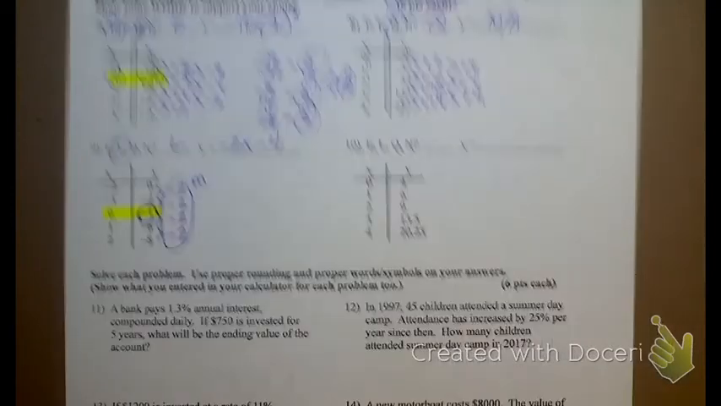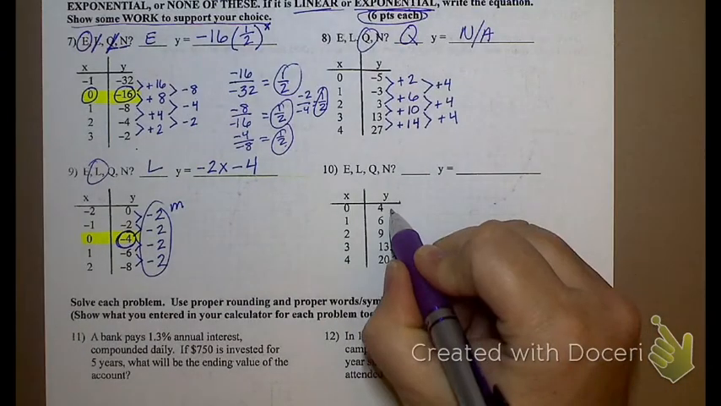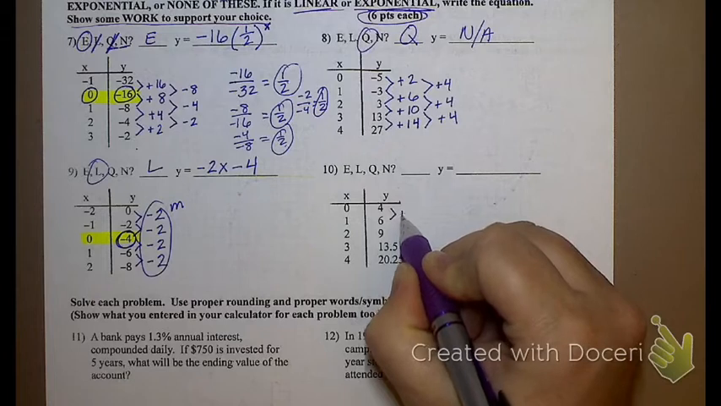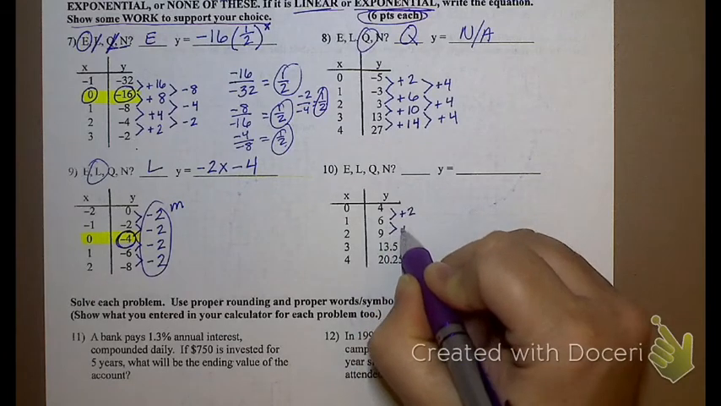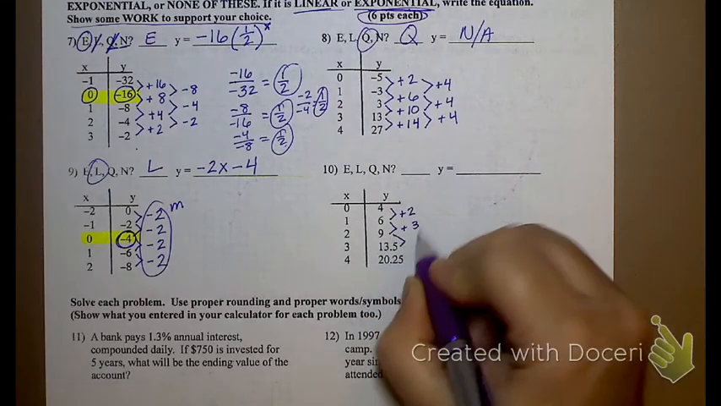All right, last one. How do you get from 4 to 6? Plus 2. From 6 to 9? From 9 to 13.5.